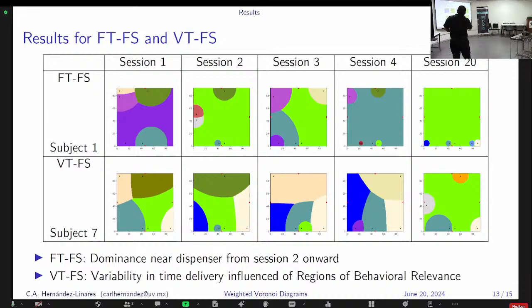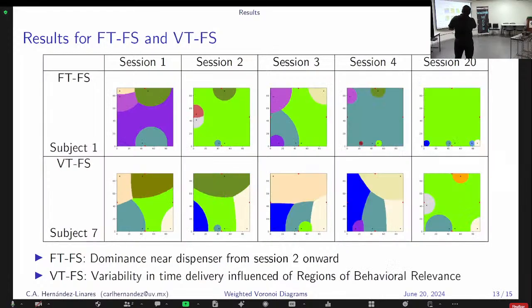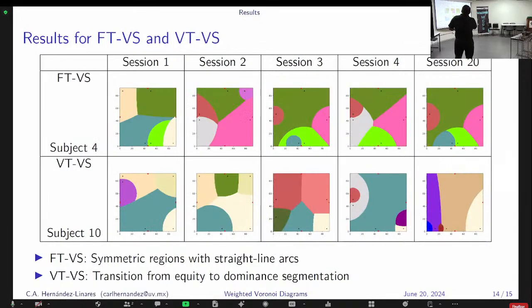So the variability in time delivery influences regions of behavioral relevance. In the case where the time is variable, we have the following examples. The subject, in 4 cases, the first session is similar, but the last session has many differences.